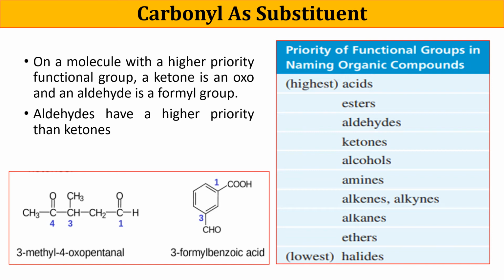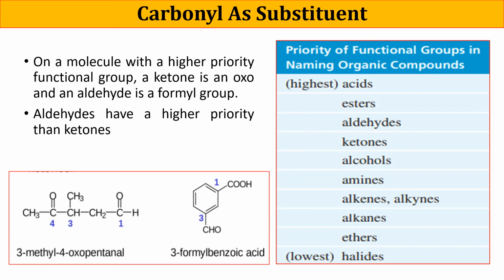The figure shows the priority of functional groups in naming organic compounds. Notice that carboxylic acids are given the highest priority and halides are given the lowest priority. If we compare aldehydes and ketones, aldehydes have a higher priority than ketones.